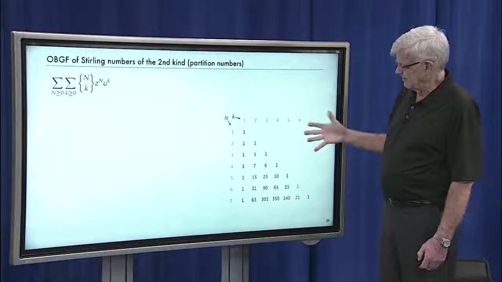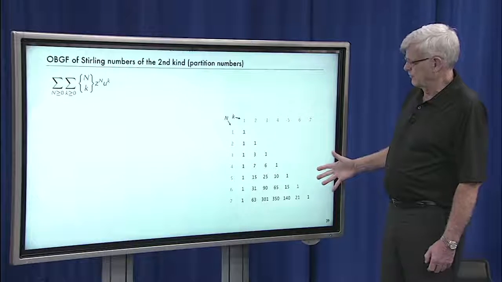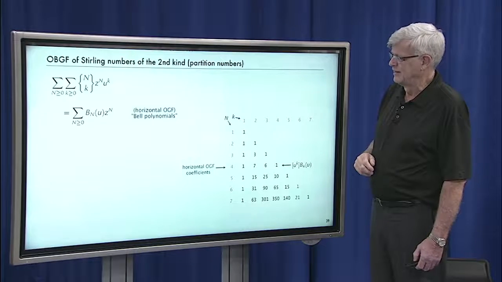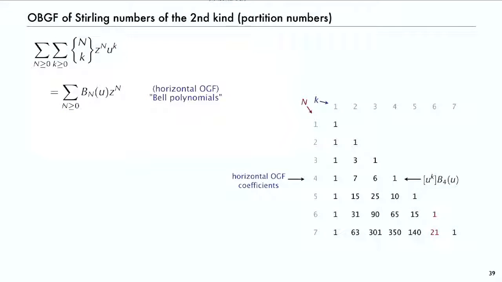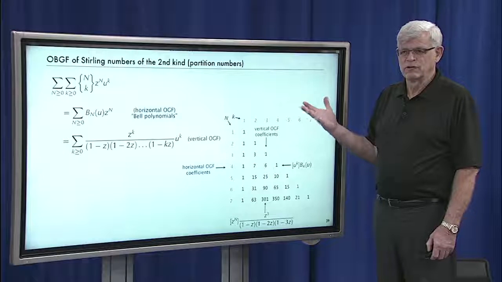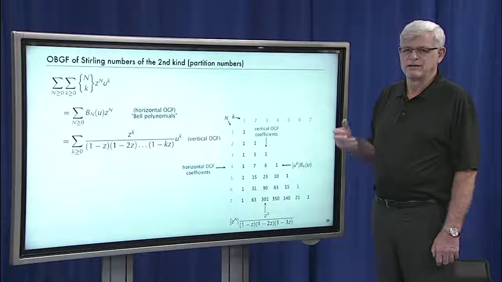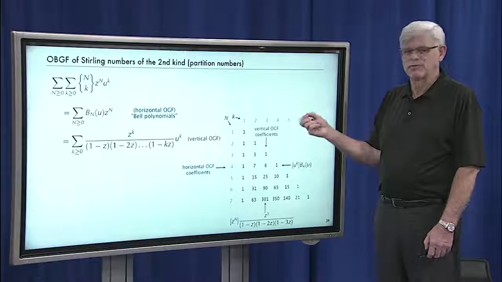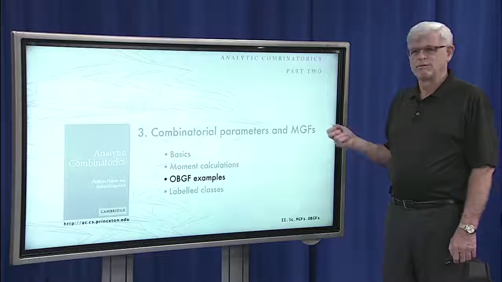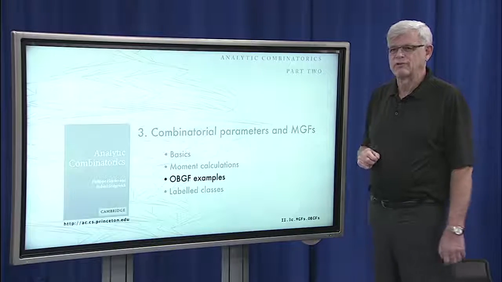And just the Stirling numbers of the second kind, these are the frequencies that we observed. And again, they're very well studied. The horizontal OGF is known as the Bell polynomials. The vertical OGF is the one that we just determined. Okay, these are the Stirling numbers of the second kind, and we don't have explicit expressions for them, but we'll see them again. So that's several examples of ordinary bivariate generating functions studied with the symbolic method.